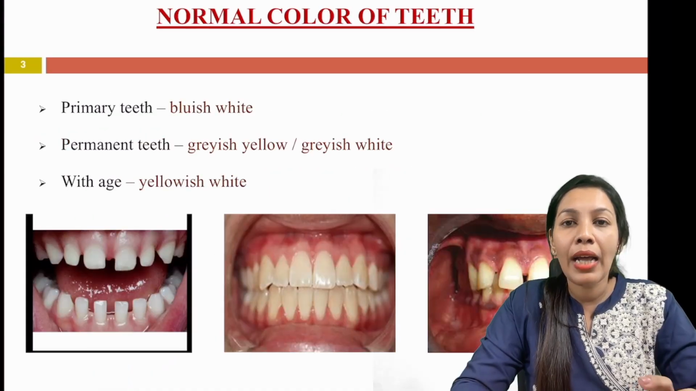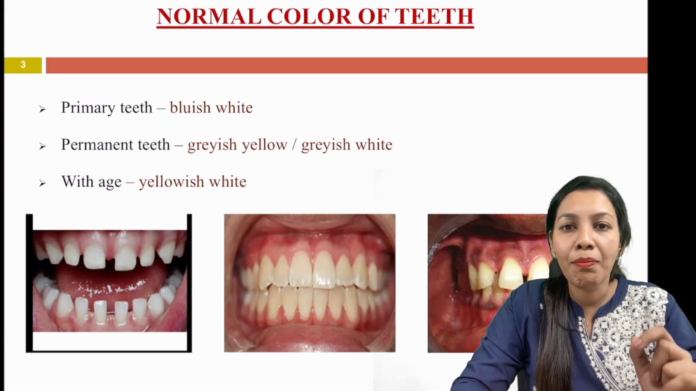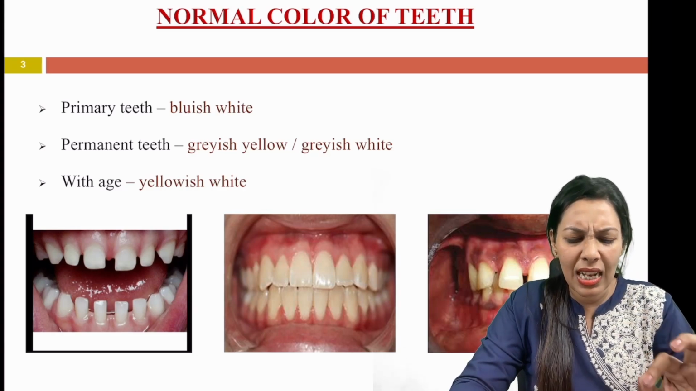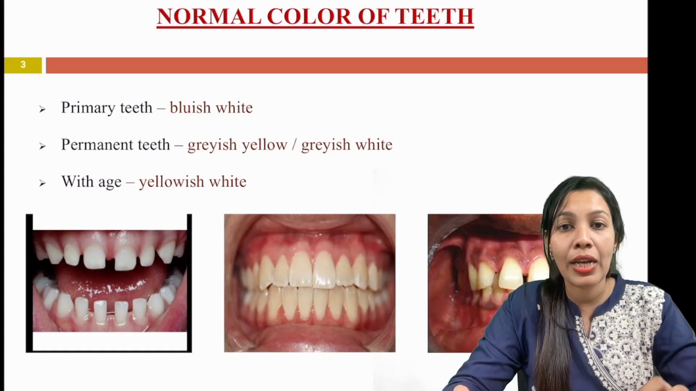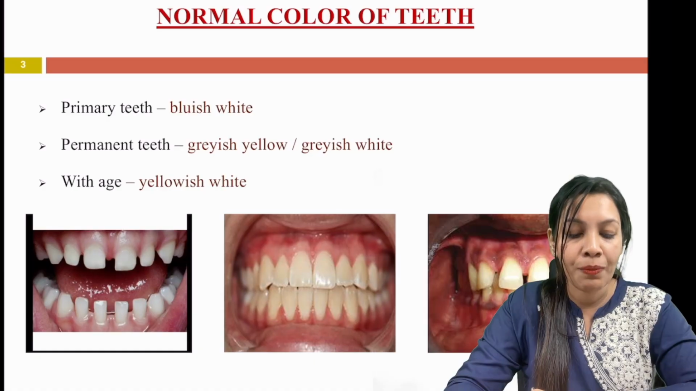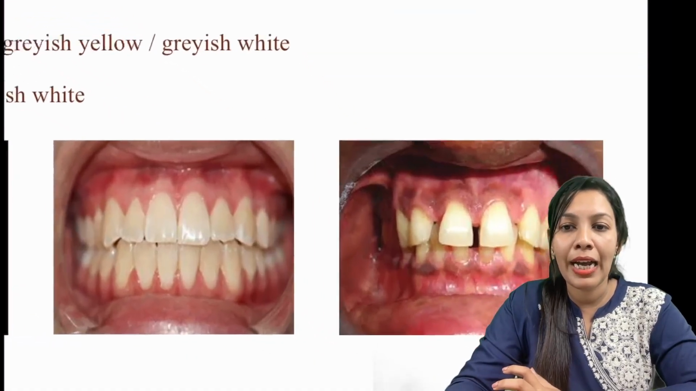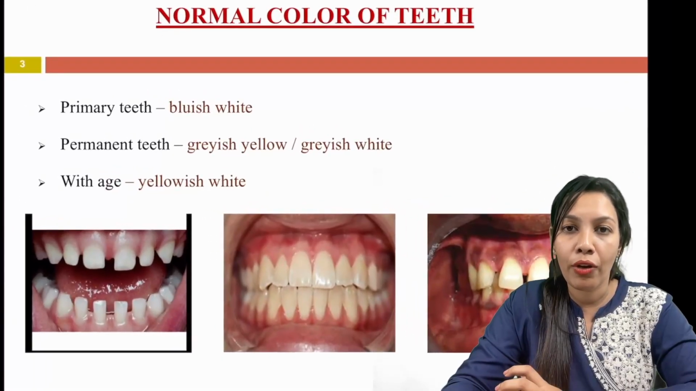Right. So the normal color of teeth: primary teeth have a slight bluish white appearance. Permanent teeth have a grayish yellow or grayish white appearance, as you can see in the image. With age, there will be a yellowish discoloration. This is mainly because of the deposition of more dentine and the wearing of tooth structure because of attrition, abrasion, abfraction and erosion.